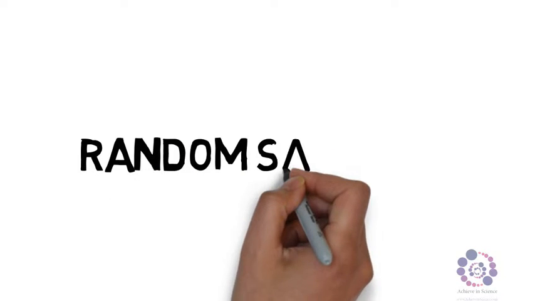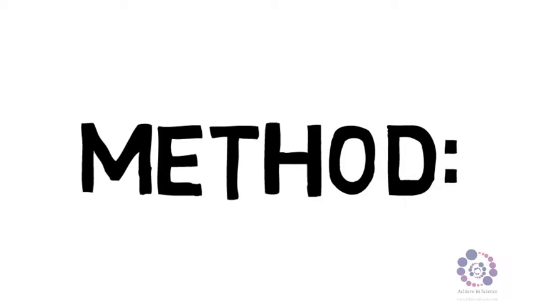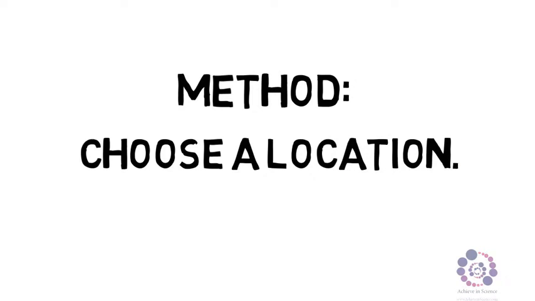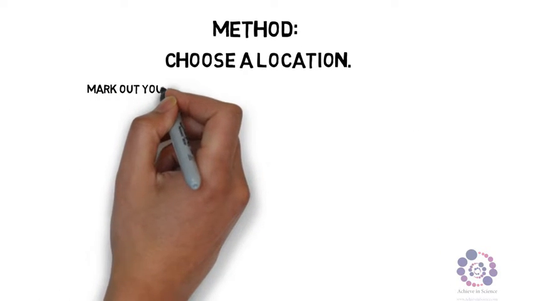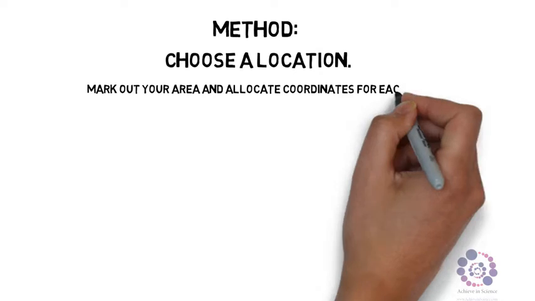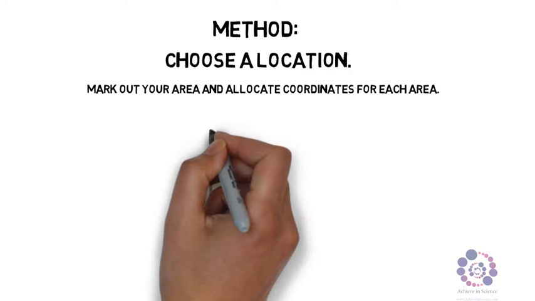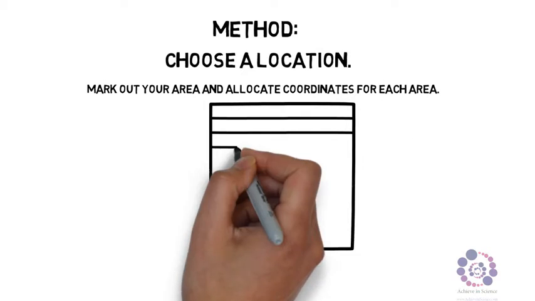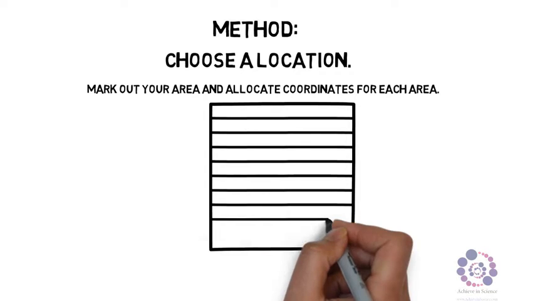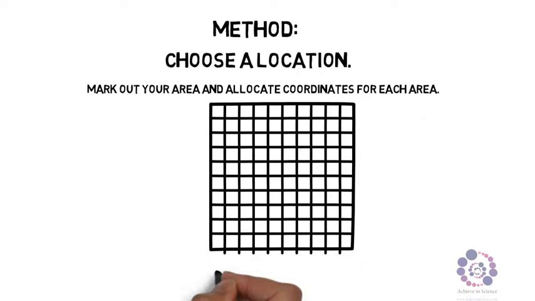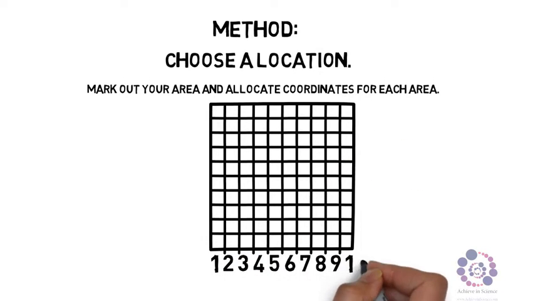Now another alternative is just to do random sampling. This is a different method. First of all, you need your location, so maybe a school field. You mark out your area and then begin to allocate coordinates to each of your areas. This works particularly well if you can use like a square. So for instance, if you mark out 10 meters in one direction and 10 meters at 90 degrees to that, you can have a 10 by 10 square. If you then divide up those squares into 10 by 10, as shown in the diagram, it makes it easier to assign coordinates to this area.